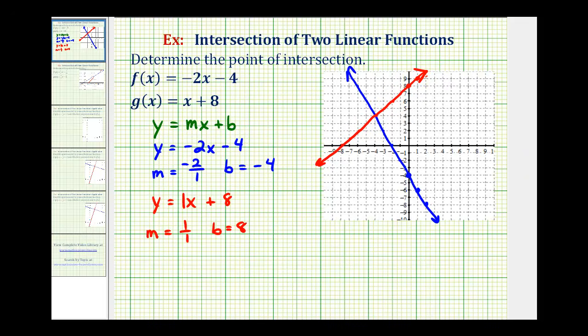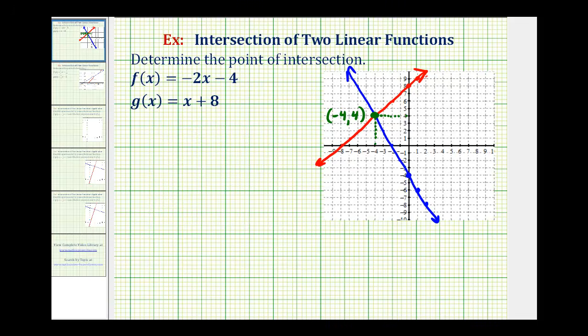Now that we've graphed the 2 lines, we can see the point of intersection would be this point here, where the x-coordinate is negative 4 and the y-coordinate is positive 4. But graphing to determine points of intersection is often not the easiest method because we have to graph very accurately, and unless the point of intersection has integer coordinates, it's often difficult to determine the actual coordinates. So let's also show how to solve this algebraically.